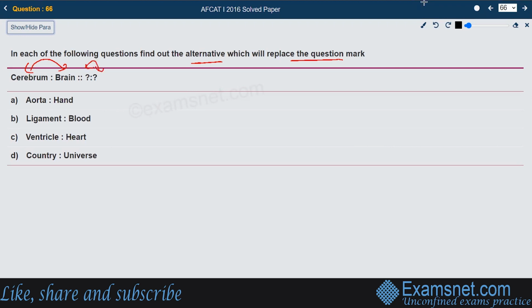So let us find the link between cerebrum and brain. The cerebrum is a part of the brain, or the other way around, the brain contains the cerebrum. Let us see the options. Aorta and hand, ligament and blood: ligaments are not contained by blood, and aorta is not contained by hand. Ventricle and heart, and country and universe. The right answer should be ventricle and heart. It has to be a body part contained in the second one. Option number C is right.